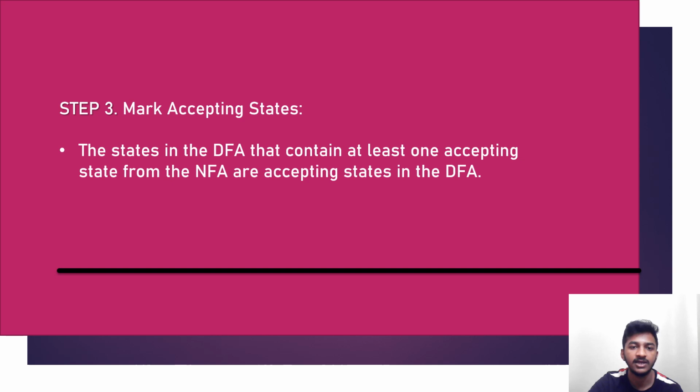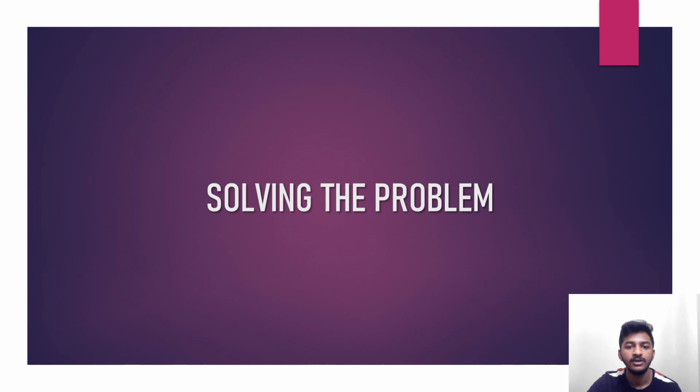Step 3: mark accepting states. The states in the DFA that contain at least one accepting state from the NFA are accepting states in the DFA. Let's discuss how to solve the problems.